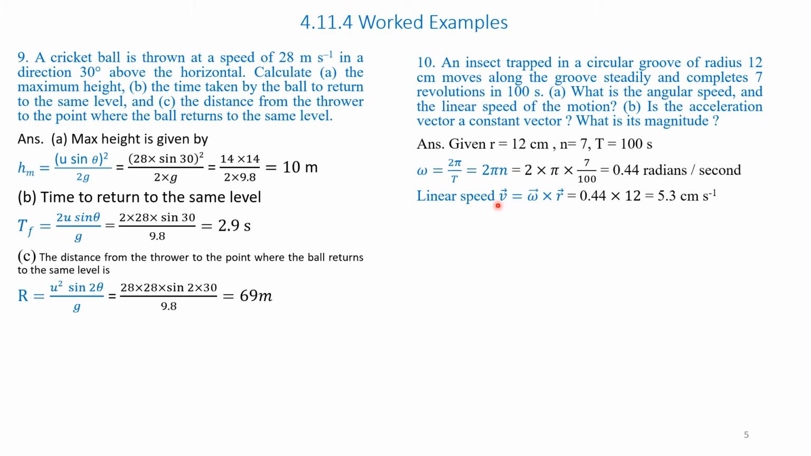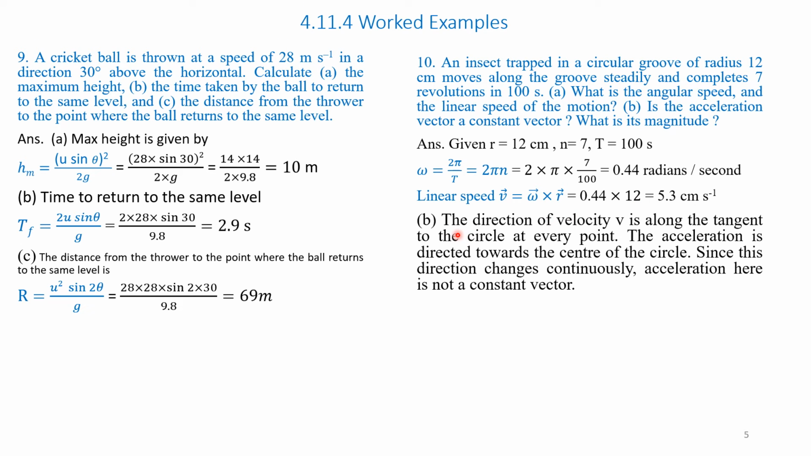Linear speed v, as the relation is given by the equations, v is equal to omega into r. Omega is 0.44, which we have calculated in the previous step. 0.44 into 12 is equal to 5.3 centimeters per second, because r is in centimeters.